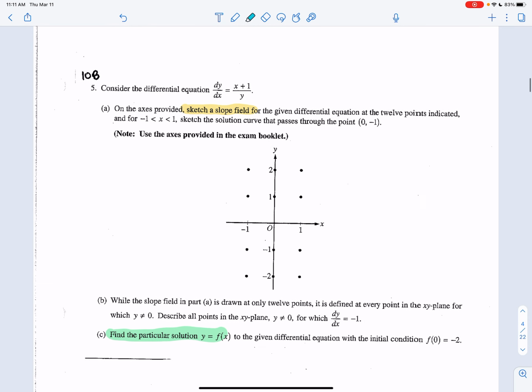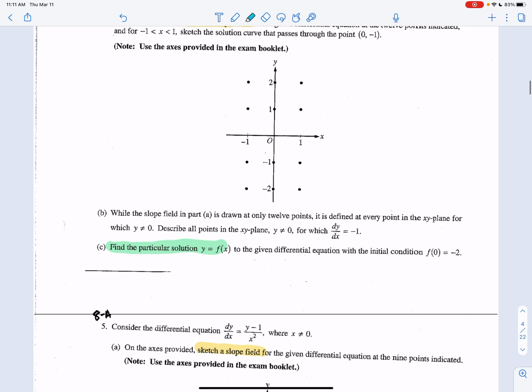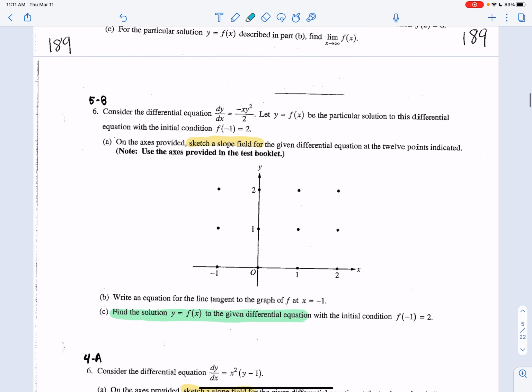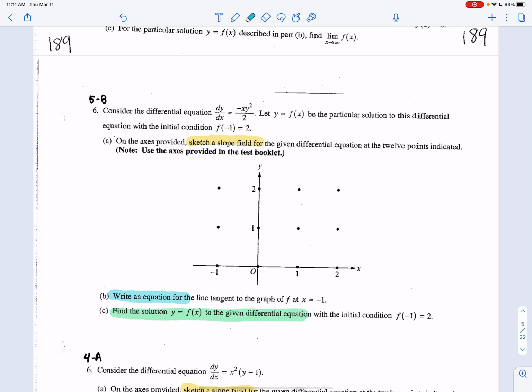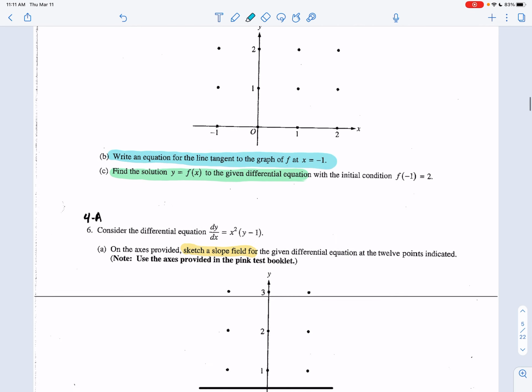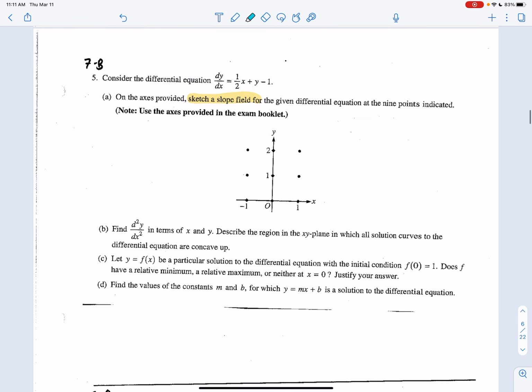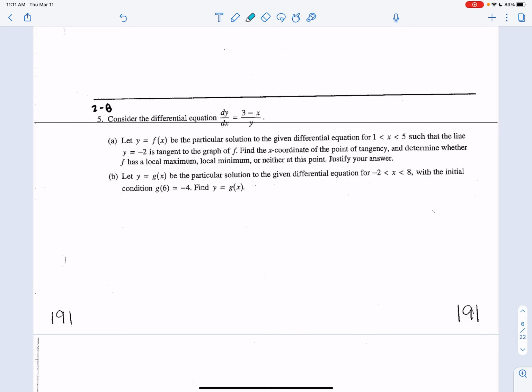Okay, I don't see it. Don't see it here either. 2008, I don't see it here either. 2005, write an equation for the line tangent. Okay. 2004, I don't see it here. 2007. Not really here. 2002. Oh, I missed this one.